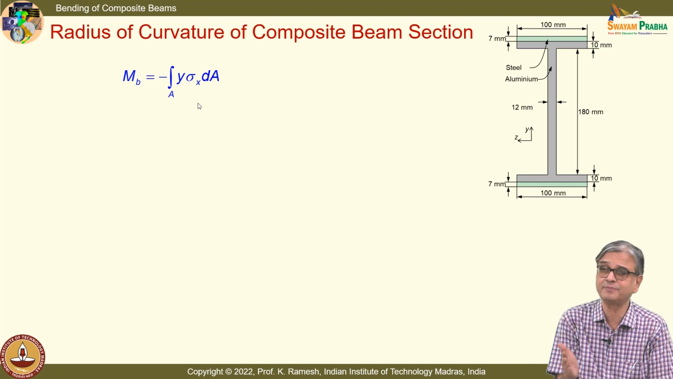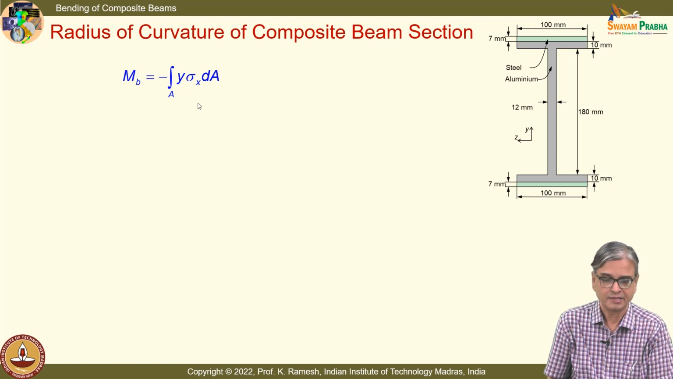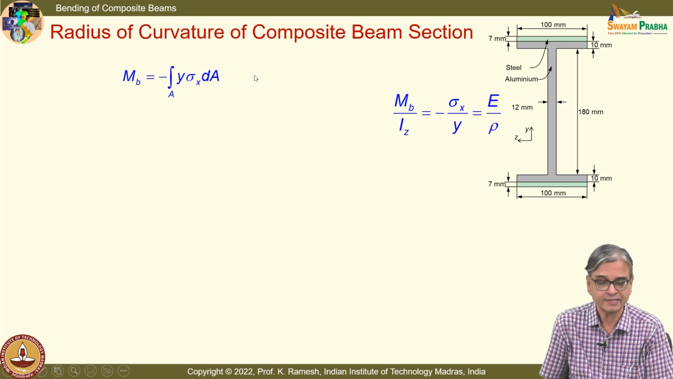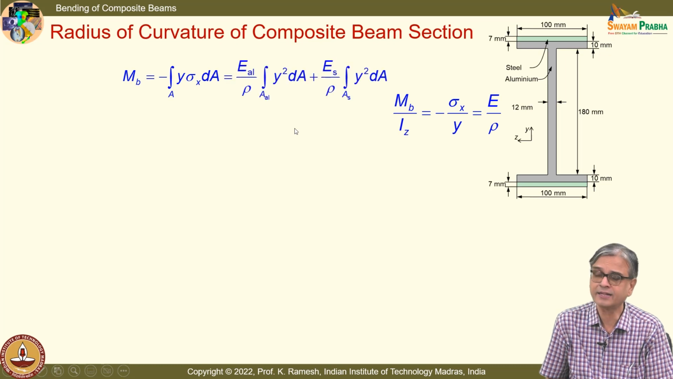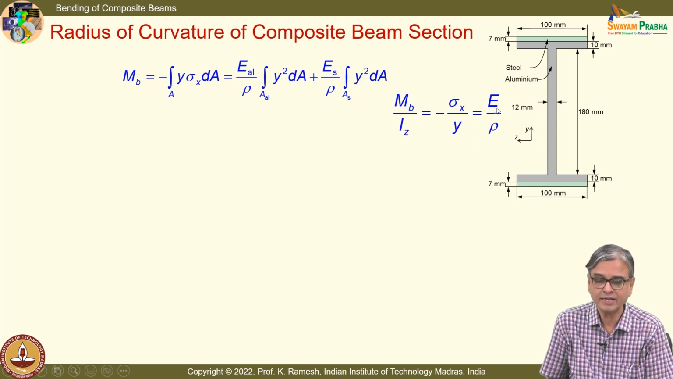When you say the material is different means I have one Young's modulus for aluminum, another Young's modulus for steel. And let me look at the flexure formula. So, I can express sigma x in terms of E, rho and y. I can substitute it here. So, I will have one for aluminum, another for steel. Is the idea clear? So, what I do is I basically rewrite this expression from my basic flexure formula in terms of the Young's modulus. So, now I have a relationship between the bending moment and the radius of curvature.